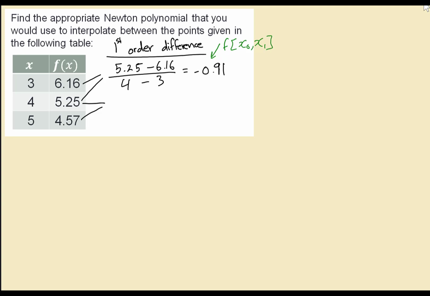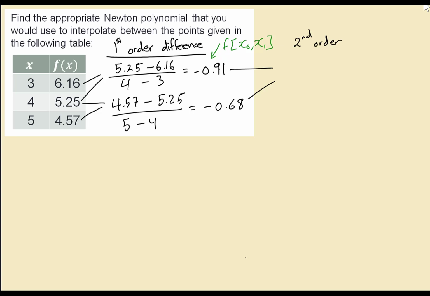Then we move on to the second and third points, and we perform the same type of approach. So we have 4.57 minus 5.25 divided by 5 minus 4. And we get a value of negative 0.68. Now we have these first order differences, and from there we want to find the second order difference.